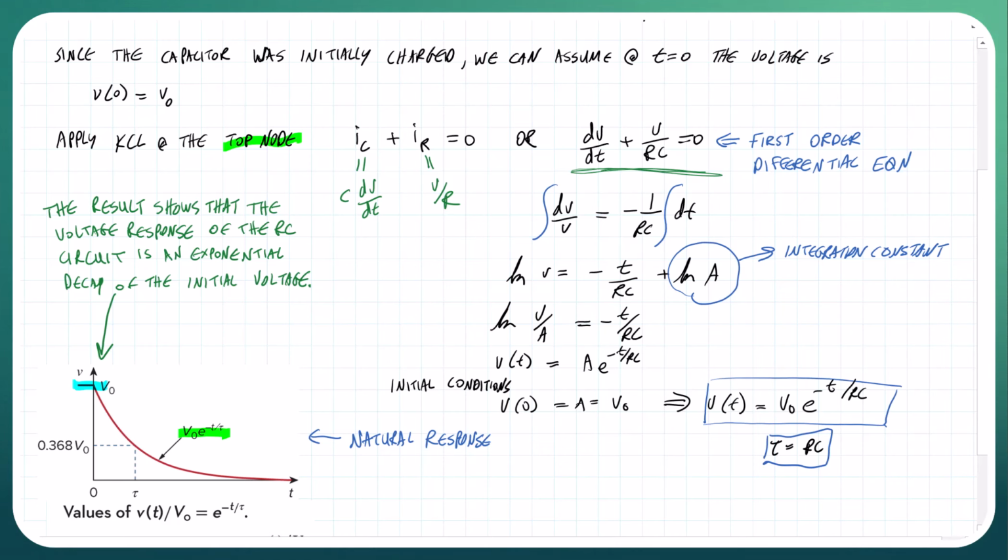And since this response is without an externally applied voltage or current, the response is called a natural response. And this is why we're calling it that, because there's no external voltage or current. Okay, so that's why we call that a natural response.